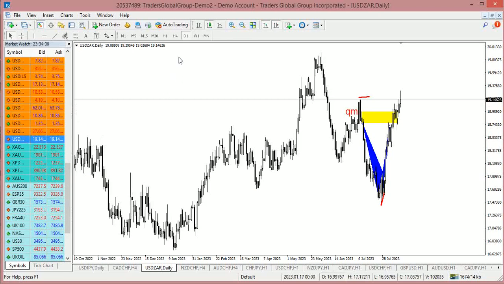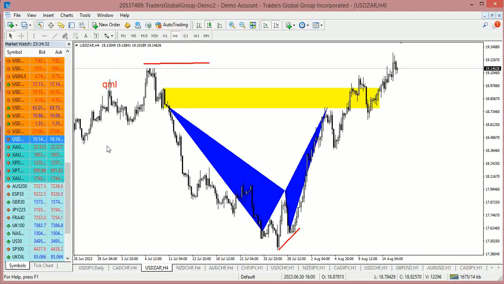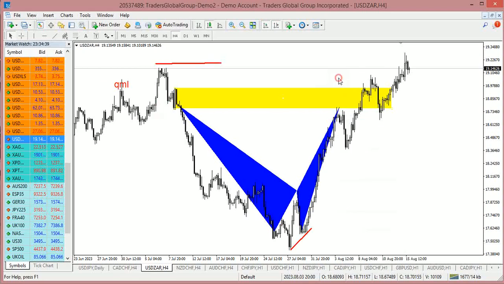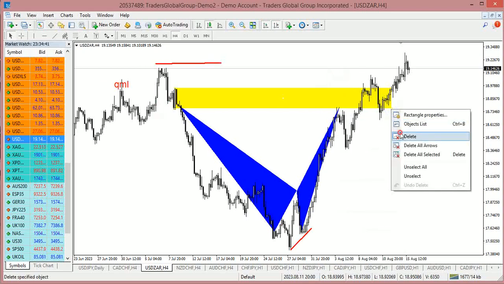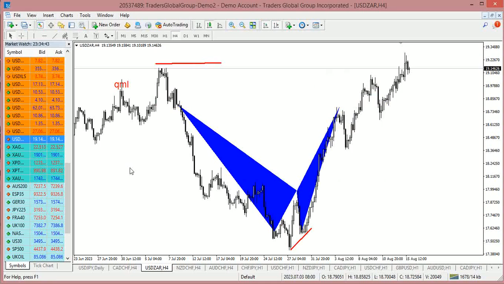USD ZAR, guys. We had this setup. This was one of the greatest setups I've ever seen, and USD ZAR is very disappointing, guys. It had so many things that told us it was going to drop.